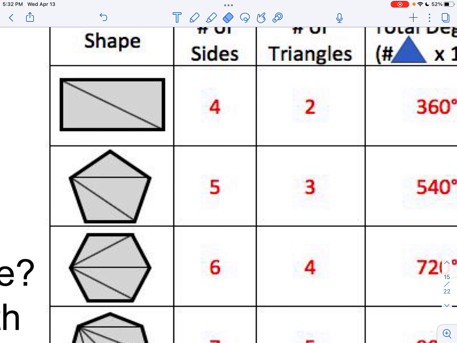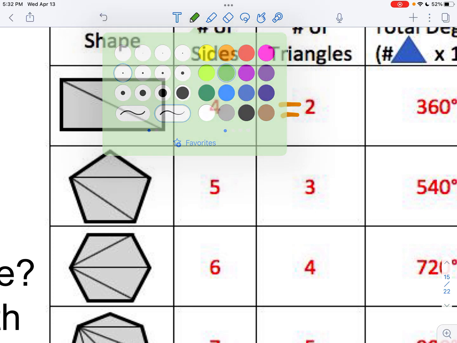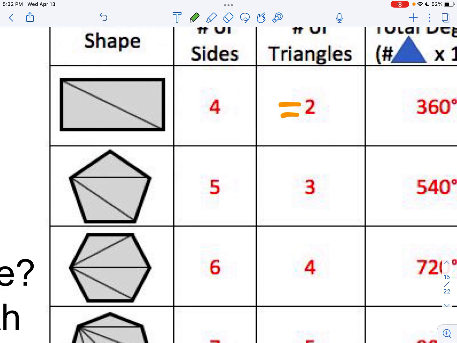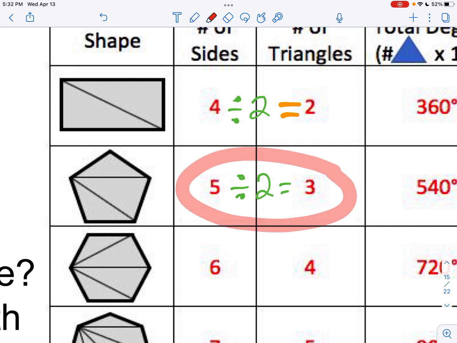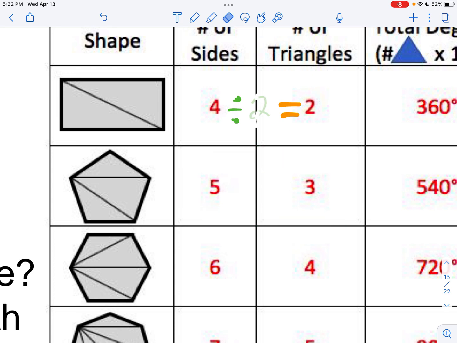What I want to know is, how do I make 4 become 2? I can't plus. I could divide. I could do 4 divided by 2. Is 4 divided by 2 2? Yep. But does that pattern work for the next set of numbers going down? Is 5 divided by 2 3? No, it's not. So it's not a divide by 2 pattern.